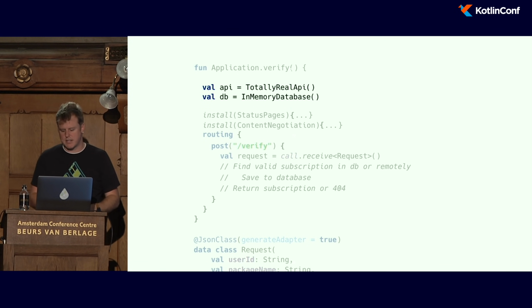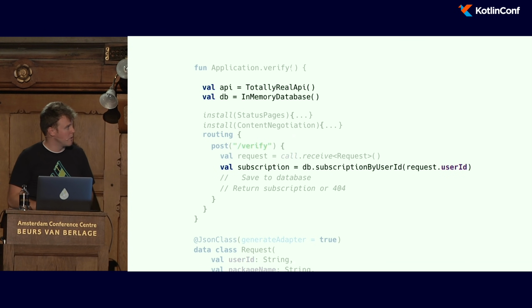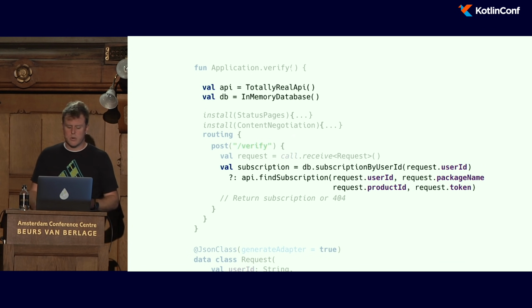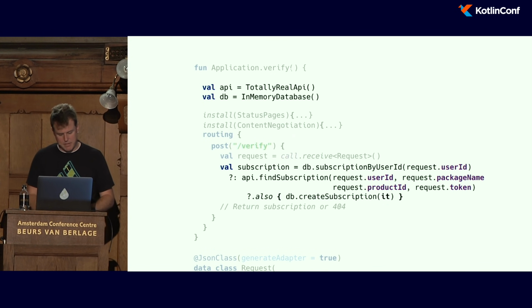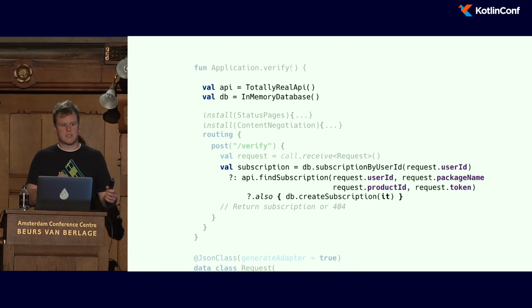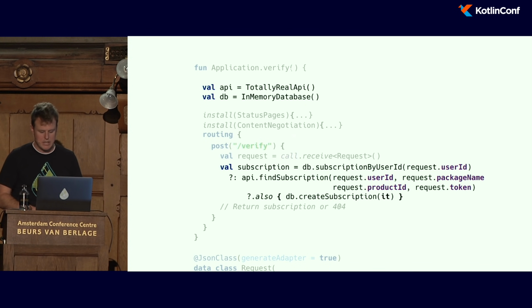It doesn't really matter at the end of the day. And then we're simply going to use this in our request. So we try to find a subscription in the database. If it doesn't exist, we try to get one from the API. If we get one from the API, we save it to the database. And that helps us not bypass the Google Play Store's 100,000 requests a day limit. They ask you to cache these for at least 24 hours.